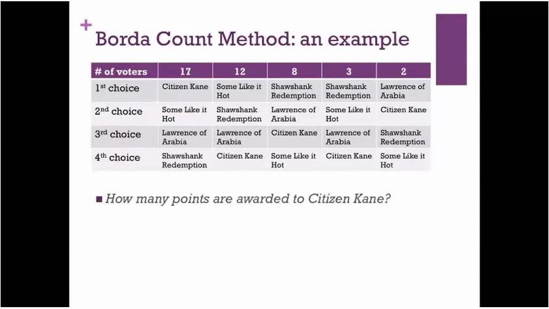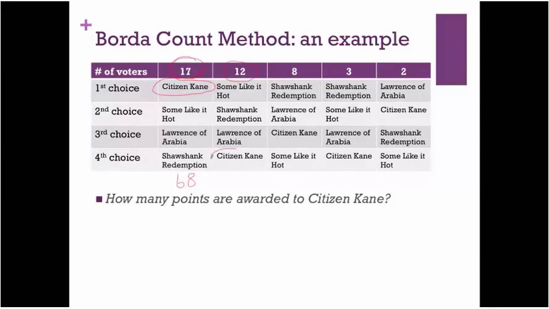So just to check our understanding, let me ask how many points are awarded to Citizen Kane? Well, to figure this out, we have to look at all the ballots and see how many points have been given to Citizen Kane. So here are 17 ballots on which Citizen Kane has come out as the first choice. So that means that each one of those 17 voters is awarding 4 points to Citizen Kane. So from those 17 ballots, we get 4 times 17, or 68 points awarded to Citizen Kane.